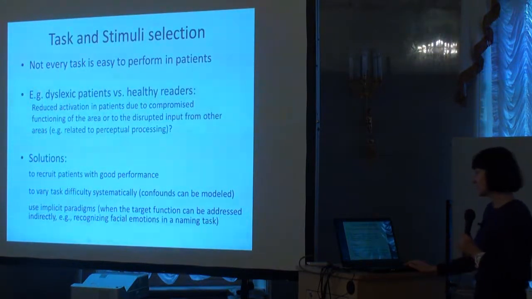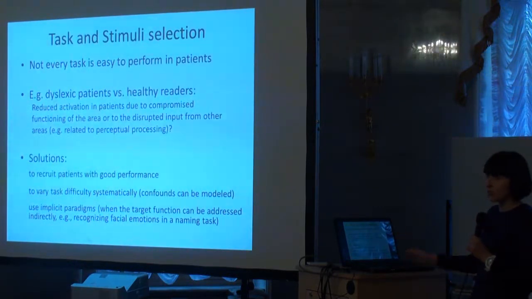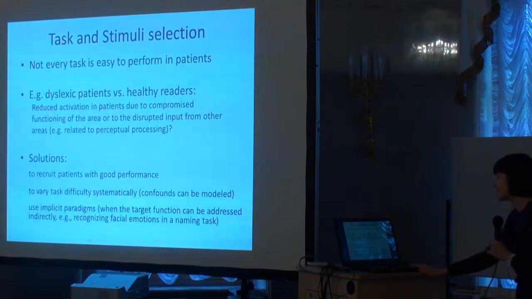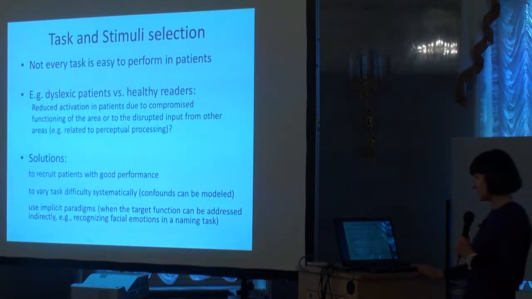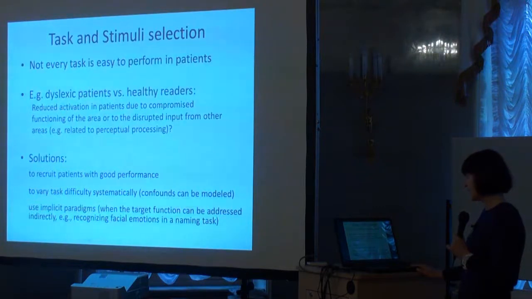So the advice, the solution is actually to recruit patients with good performance to make them comparable to healthy participants, or at least to recruit two different groups of patients, one with good performance and one with poor performance. And another solution is to vary task difficulty systematically. Then you can model the confounds statistically. And you might use implicit paradigms, actually, when the target function is not addressed directly, but rather indirectly.